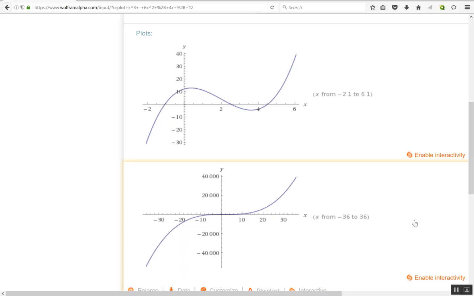So, just a word of caution with technology, just be careful. Make sure you've zoomed in or out sufficiently so you can see whether you have little ups and downs like this. So that's the horizontal line test, and the next thing we'll talk about are inverses. See you then.